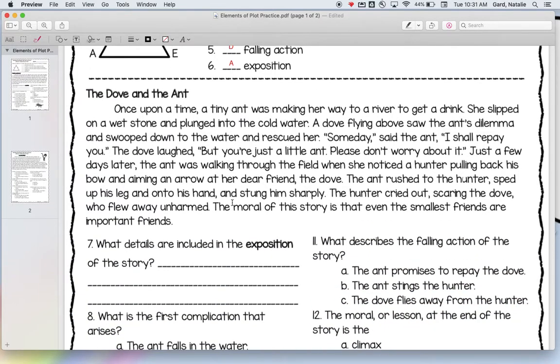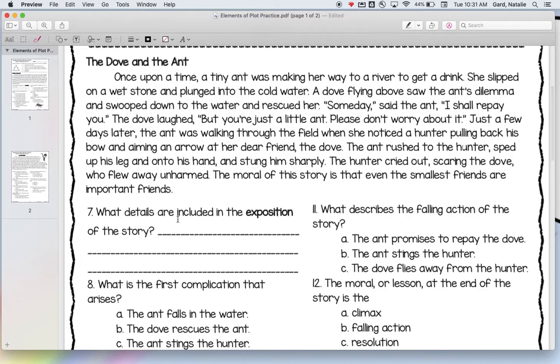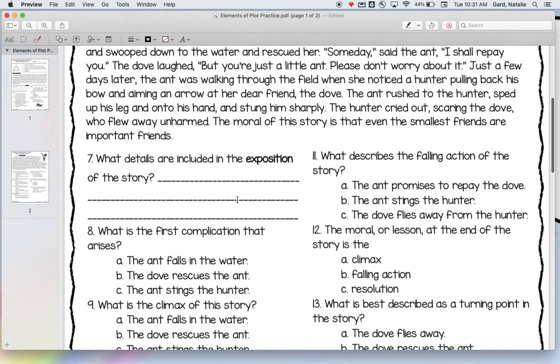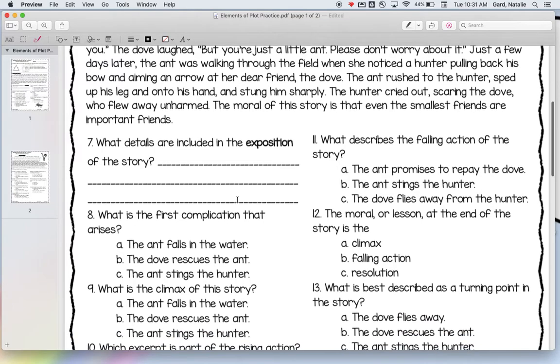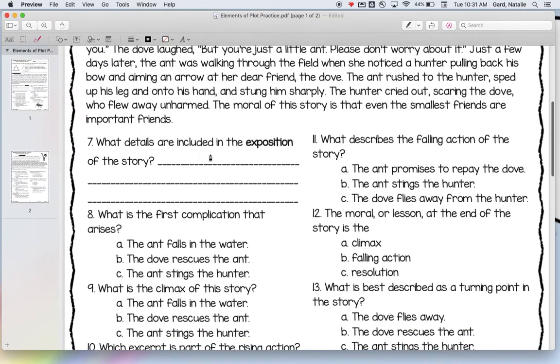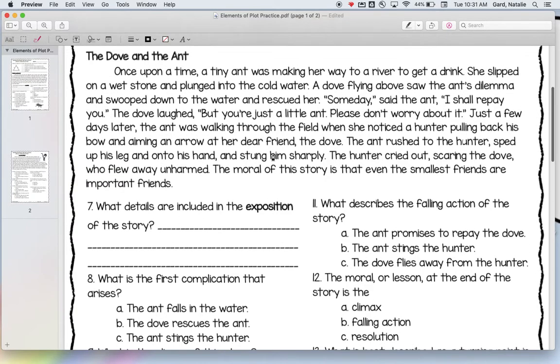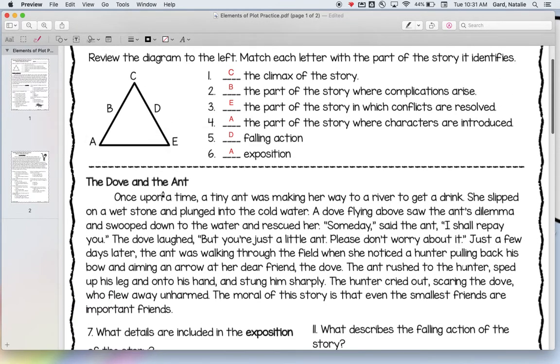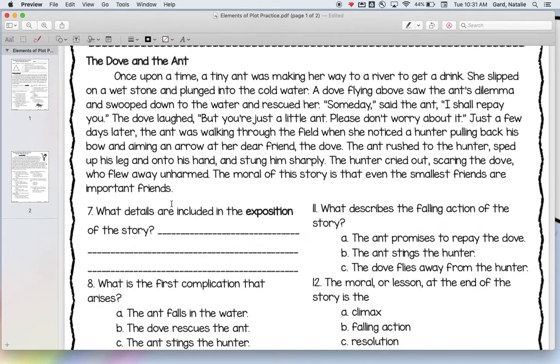So the dove and the ant is the first little story that you would have read and answered some questions about. So I'm not going to take the time to read it because you already have, but we are going to go over the answers to the questions. So let's look at number 7 first. It says, what details are included in the exposition of the story? So again, that's the beginning part of the story. And sometimes it's a little bit difficult to know when the exposition ends and when the rising action starts. So I want to go over this for just a second.